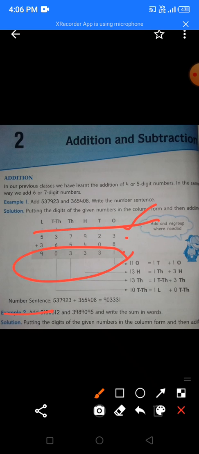So see, the number sentence is 5,37,923 plus 3,65,408. This answer will be 9,03,331. Okay children? Yes. Now children, we will solve example number 2. I hope everything is clear to you. Yes. Now see, here you have to add this number to this number and then you have to write the number in words.